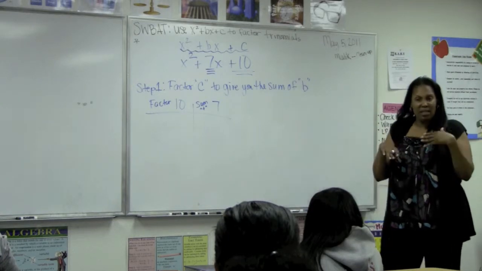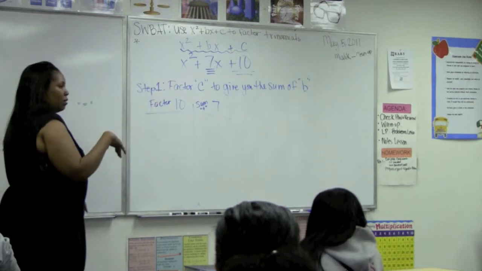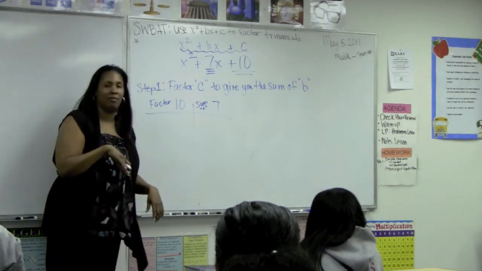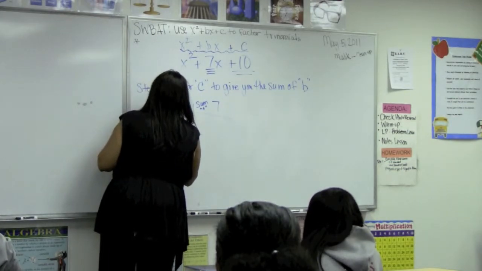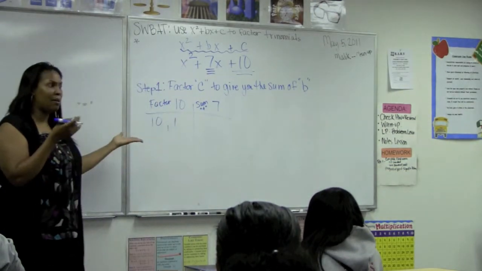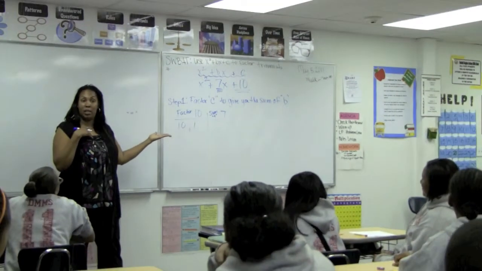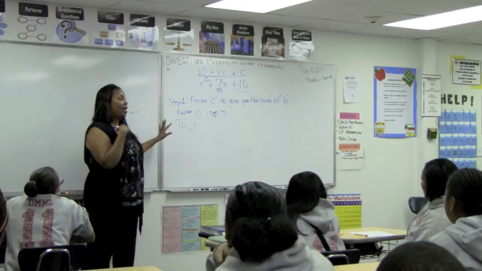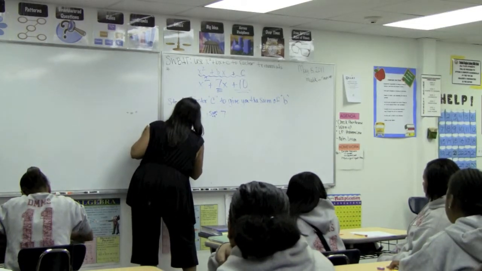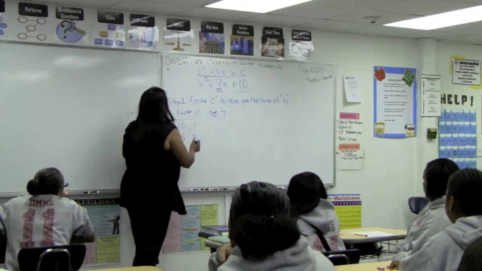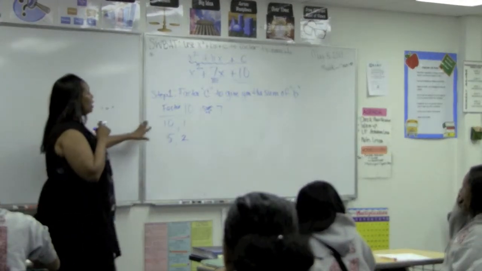But we have several factors. So somebody give me the first factor. What's one of the first factors of 10? 1 and 10. Good job. Because what's 10 times 1? 10. Everybody agree? Okay, now Marquise, what was the second one? 5 times 2. Are there any other factors of 10? No, everybody agree? Okay, so now we have to go across.